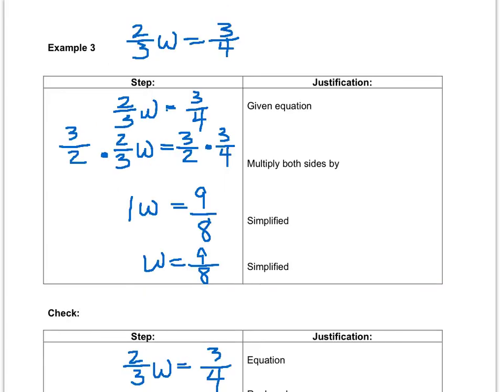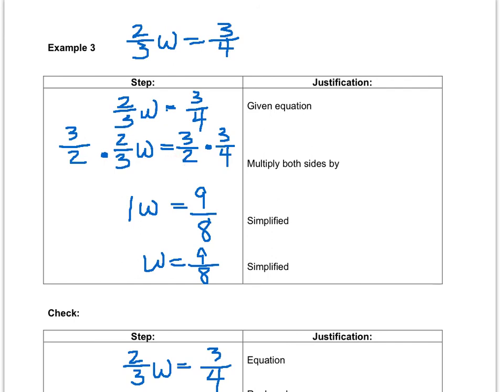In this example, we will solve the equation 2/3 W equals 3/4. W is our variable which we want to isolate on one side of the equal sign. The variable W is multiplied by 2/3. So we can use the inverse operation and divide both sides of the equation by 2/3. Recall, however, that dividing by 2/3 is the same as multiplying by 3/2, its reciprocal. To keep the equation balanced, we must also multiply the right side of the equation by 3/2.